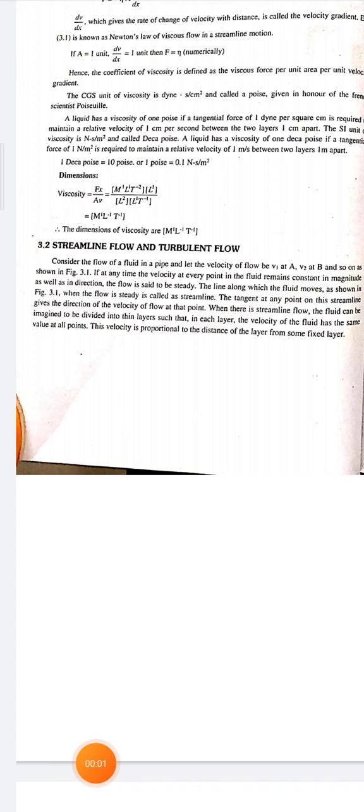We are going to see the fluid dynamics of Physics Paper 1, Unit 1. In the last lecture we saw the dimension of viscosity. Today we are going to see what streamline flow and turbulent flow are. Here I am going to discuss the highlighted points of this topic.